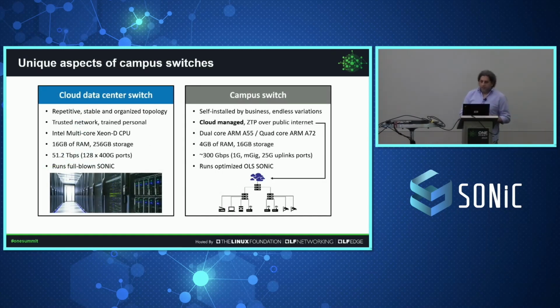Okay, so we talked about using SONiC, but actually, like I said before, it's a totally new use case. So we have the cloud data center switch, and now we want to move into a campus switch. And these are the differences that we wanted to discuss because we think they're the most interesting here. So in the data center, the topology is repetitive, it's stable, it's organized, it's inside a trusted network. You have people whose job is to configure the data center, manage the data center.